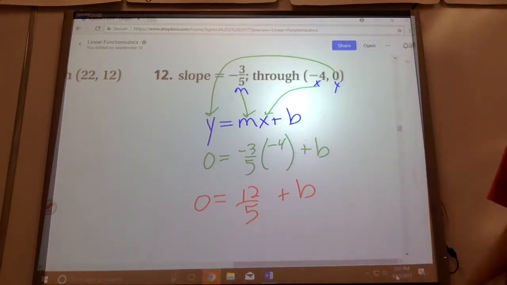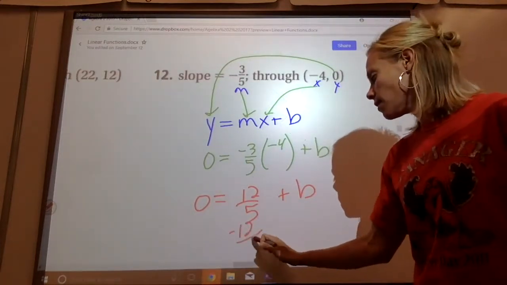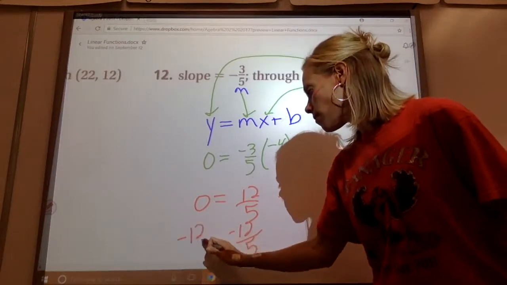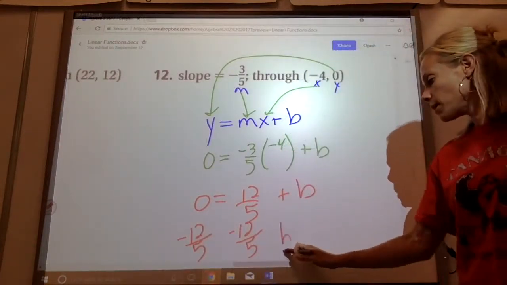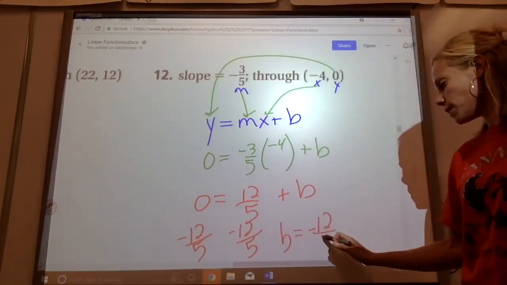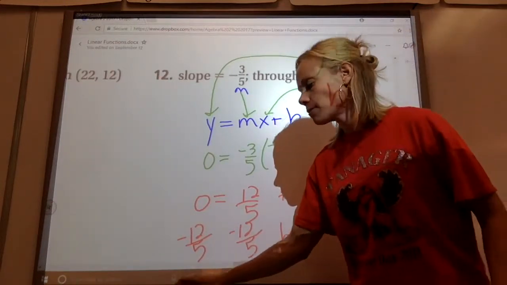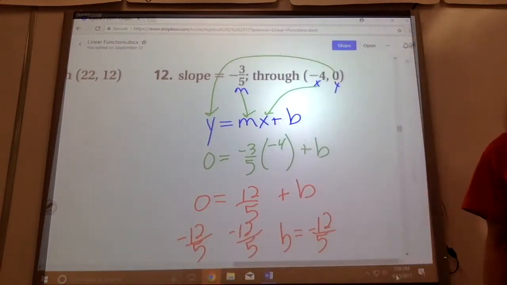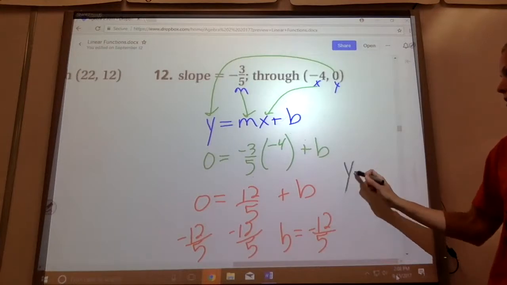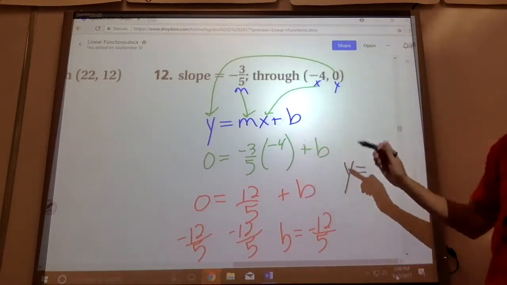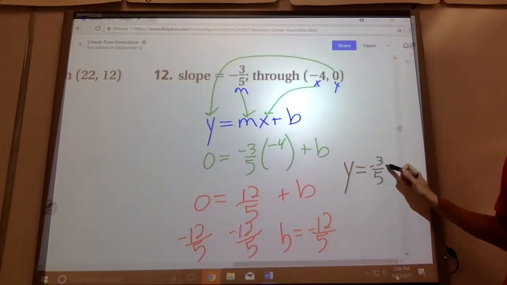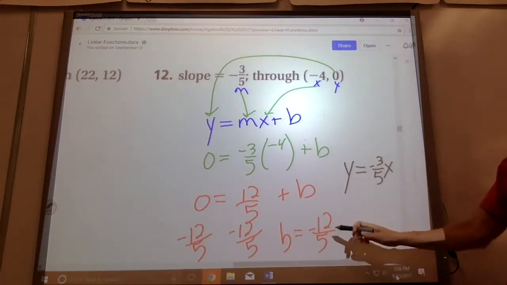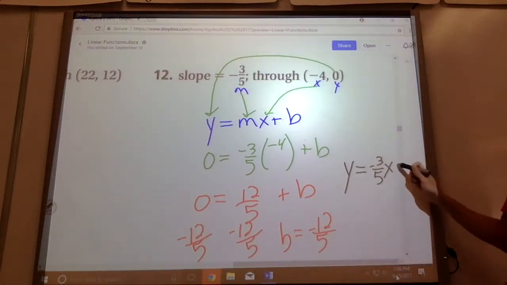Some people just don't like fractions, I understand that. That's why I'm giving you the shortcut. So b equals -12/5. So then what's my answer? My answer, y equals my slope, -3/5 x, minus my b, which I just solved down here, 12/5.